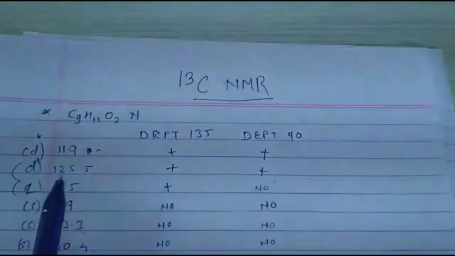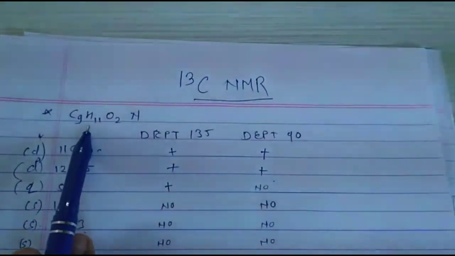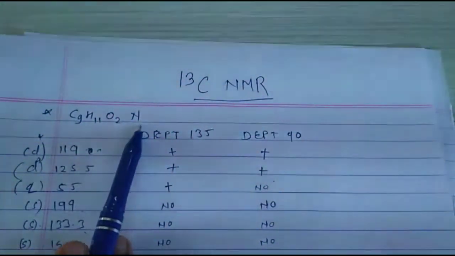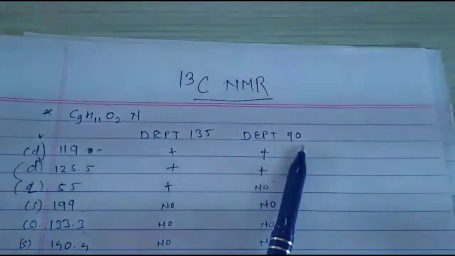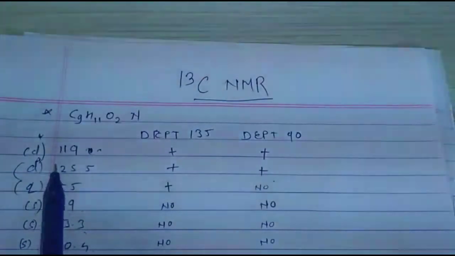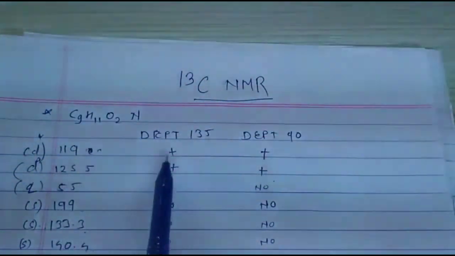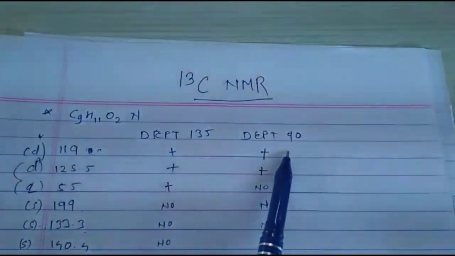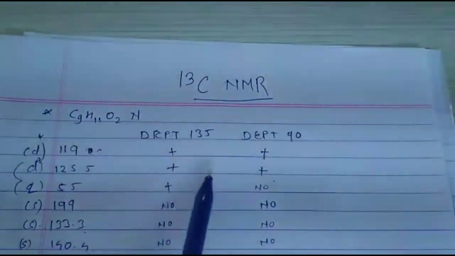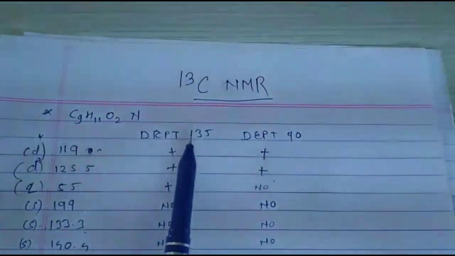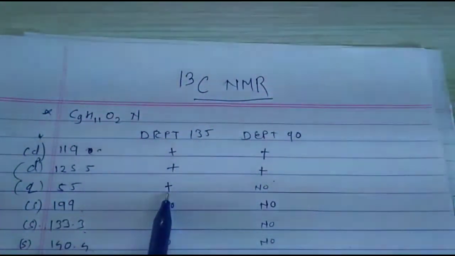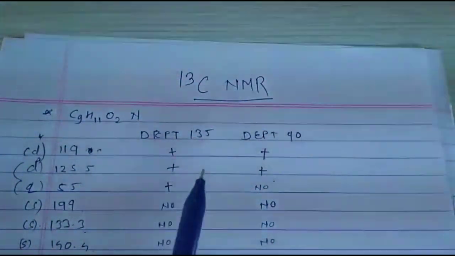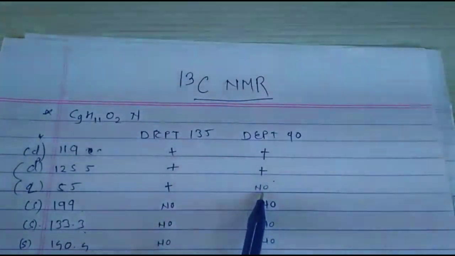So one more problem, having molecular formula C9H11O2N. They give us the DEPT 135 and DEPT 90 values. The first value is 119, which is positive in 135 and 90. 125.5 is also positive in both, DEPT 135 and 90. 55 is positive in DEPT 135 and there is no value in DEPT 90.